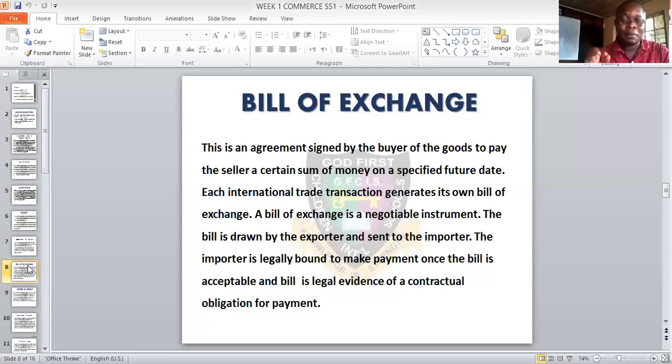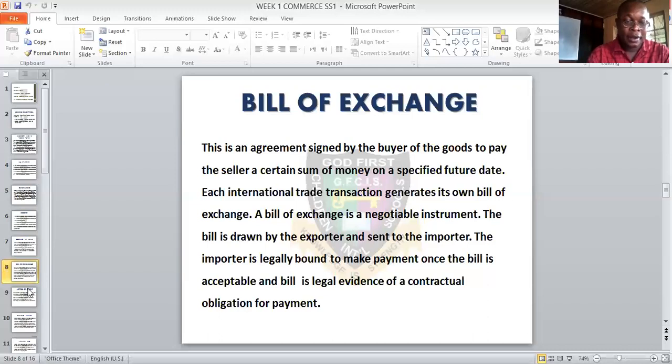So it simply means the importer cannot make payment until the bill is accepted. If the bill is unacceptable, then the importer cannot make any payment at that particular time. The bill is also a contractual obligation for payment. It's just an agreement on whether this bill should be paid or not.